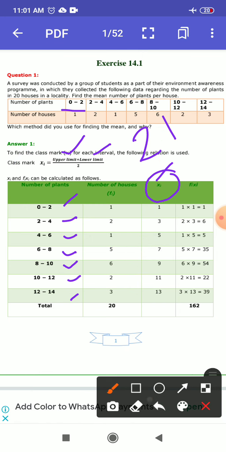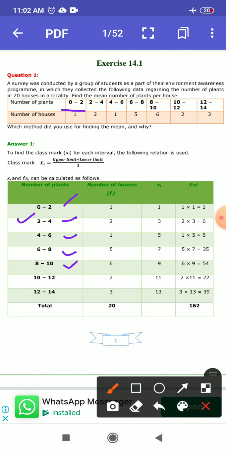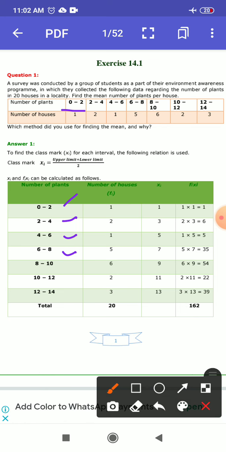So we have to write this 1 here, this is our 1, and then after we have to do this process for the next interval, this interval. So you have to see this 2. So 2 is your lower limit and 4 is your upper limit. So we have to write how to calculate the class mark.